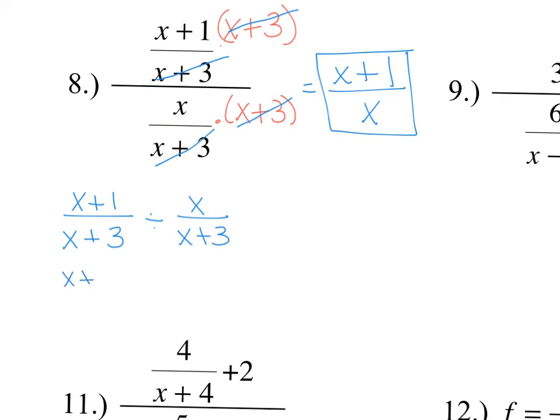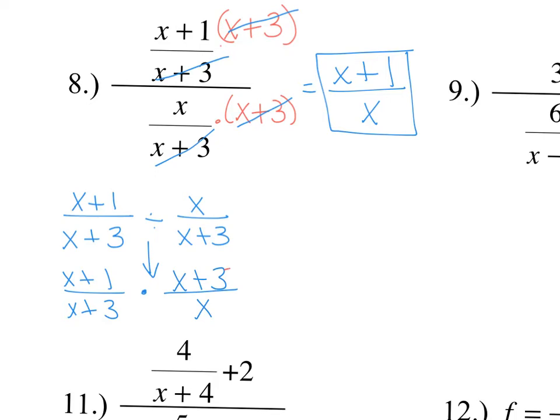So when we divide fractions, we multiply by reciprocals. So I'm going to change the division to multiplication. And I'm going to take the reciprocal of this fraction here on the right. So that reciprocal would be x plus 3 over x. And now it just becomes one of those multiplying fractions, rational equations we did a couple lessons ago.